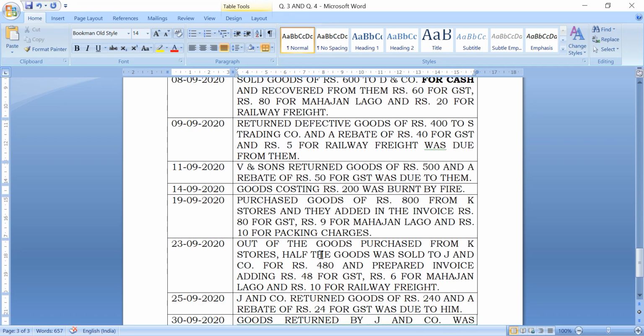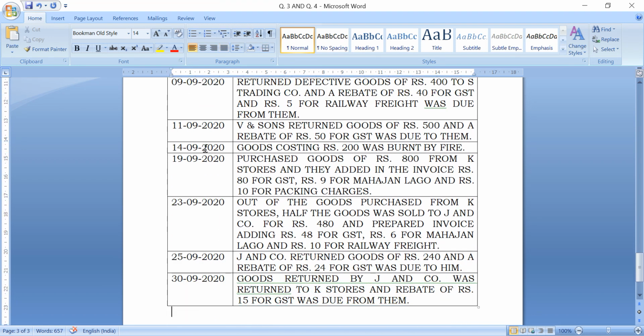Now we are moving to the transaction of 9th of September. So now 4 plus 3, total 7 transactions are still there. Let us refer the next transaction on 9th of September. Returned defective goods of 400 to S.